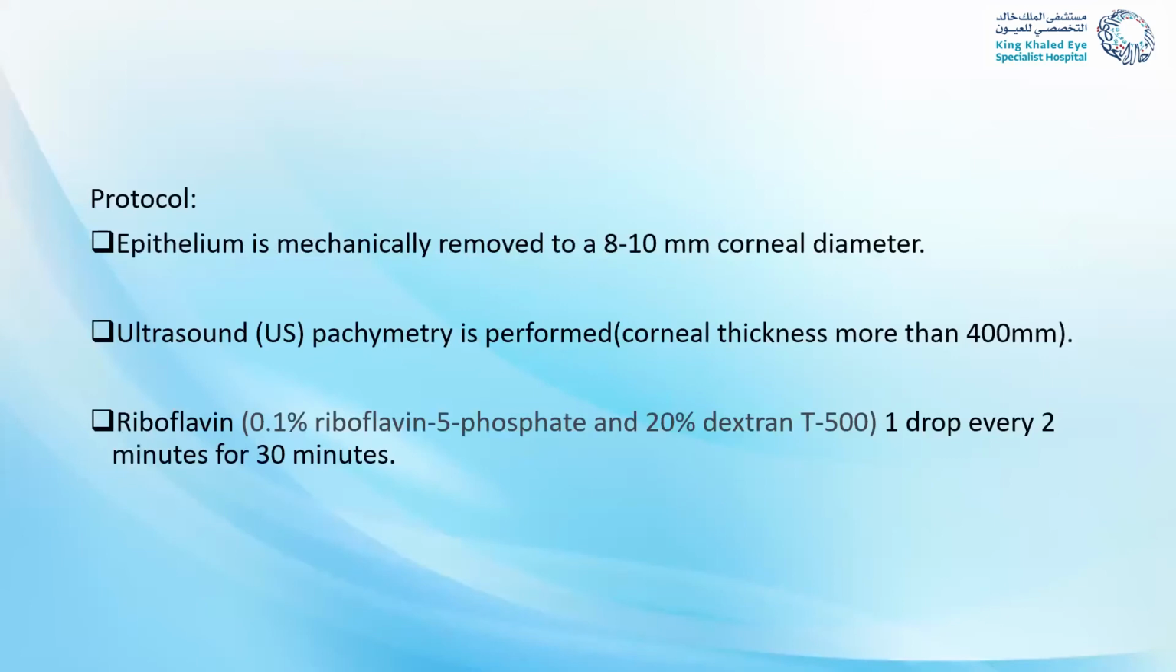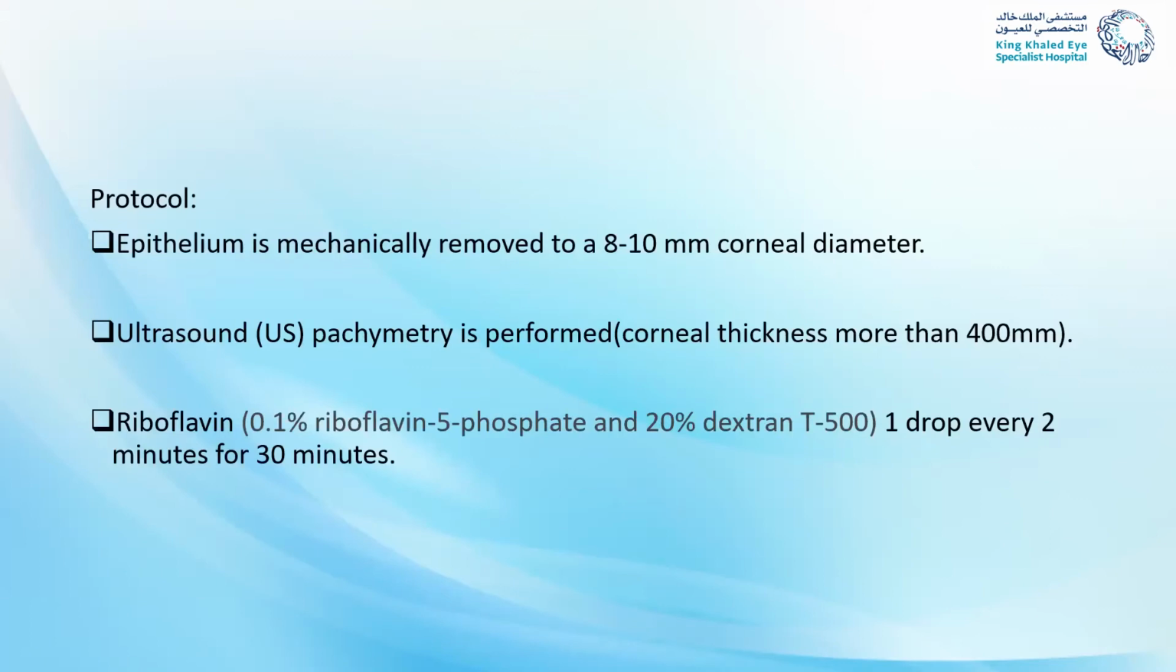So in the conventional protocol, I'll take you through some of the steps. The first step is the epithelium is mechanically removed, and this is quite important, especially removing the epithelium so that you have good coverage or exposure of the cornea. The average that we're doing is a 9 millimeter corneal diameter, but you can go from 8 to 10 millimeter. After that, we usually check the corneal thickness with ultrasound pachymetry. It should be more than 400 micrometers, and we'll talk about the safety margin a bit later.